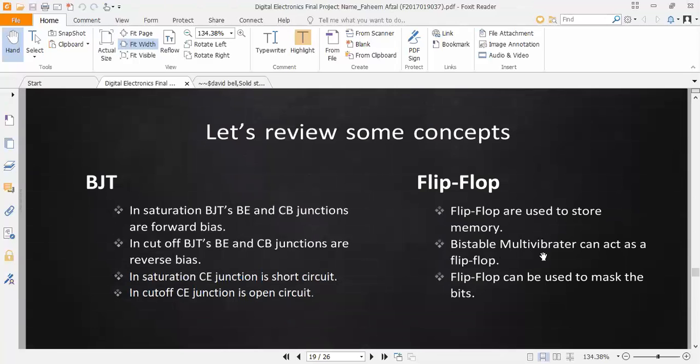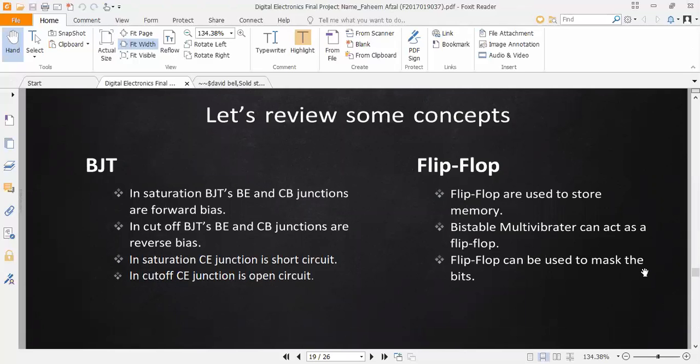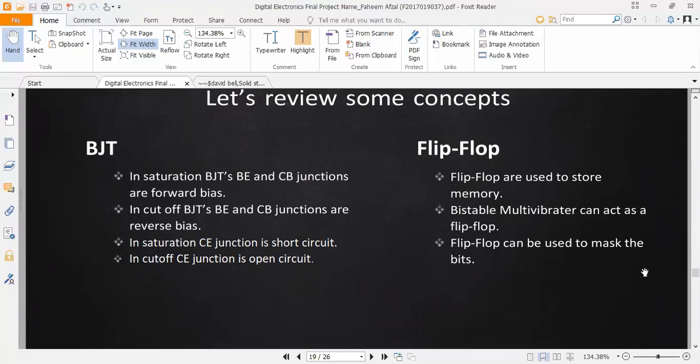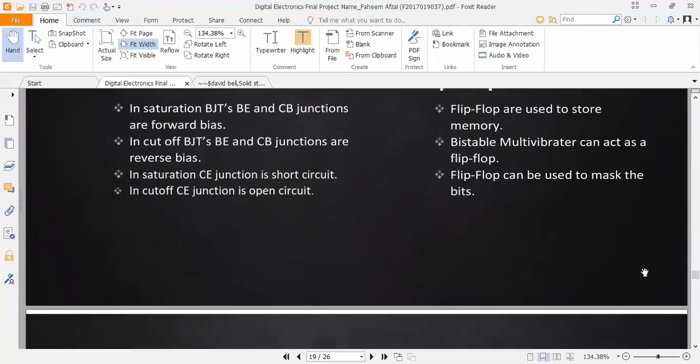So let's review some concepts. For a BJT in saturation, the base emitter and collector base junctions are forward biased, and in cutoff they are reverse biased. In saturation, the collector emitter junction is a short circuit, and in cutoff, the collector emitter junction is an open circuit. Flip flop is the same as I explained above. The interesting point here is that a flip flop can be used to mask or hide the bits.